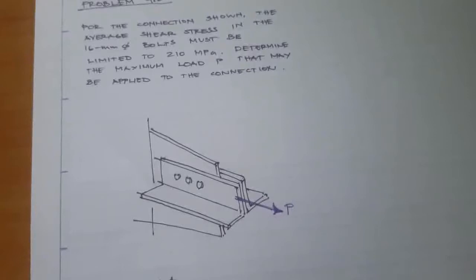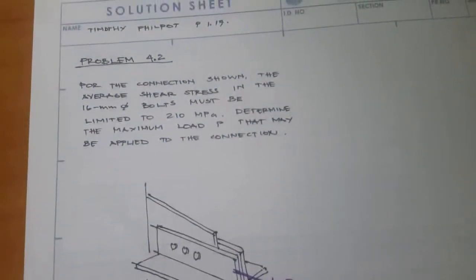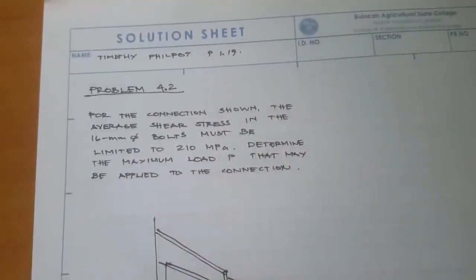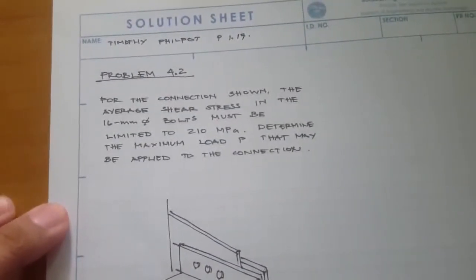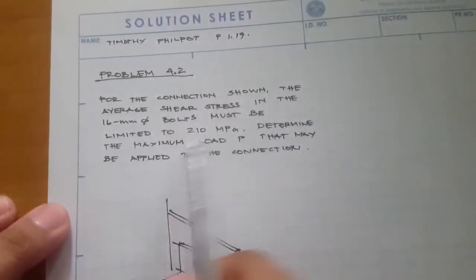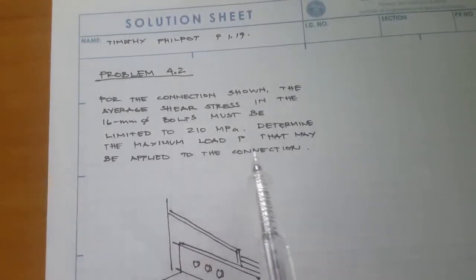Okay, so the next problem is taken from the textbook by Philpott, problem 1.70. It says here that for the connection shown, the average shear stress in the 16 mm diameter bolts must be limited to 210 megapascals. Determine the maximum load P that may be applied to the connection.